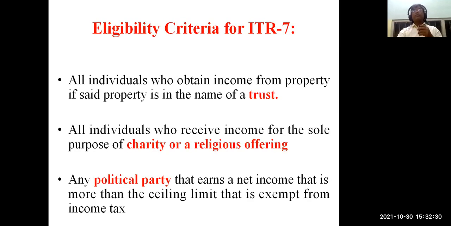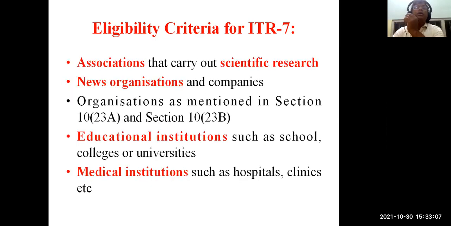Now I'll go straight to the eligibility criteria for ITR 7. Who can fill up ITR 7? All individuals who obtain income from property, if said property is in the name of a trust. So remember the question of trust. In case of trust, we can go for ITR 7. All individuals who receive income for the sole purposes of charity or religious offerings. Any political party that earns a net income more than the ceiling limit and that is exempt from tax also has to file a return, and that return will be ITR 7.